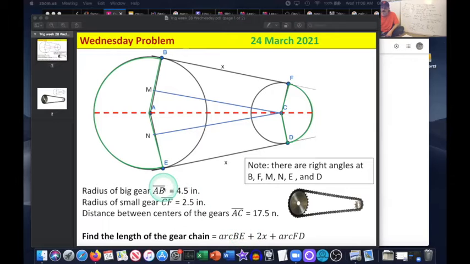So that's just a formulaic way of what we're doing. And so this is what we're given. The big gear has a radius of 4.5. The small gear has a radius of 2.5. And when we connect the centers of the two gears, the distance is 17.5.